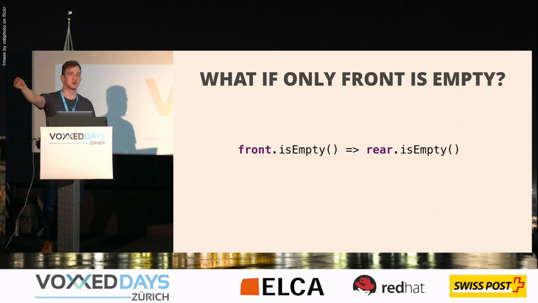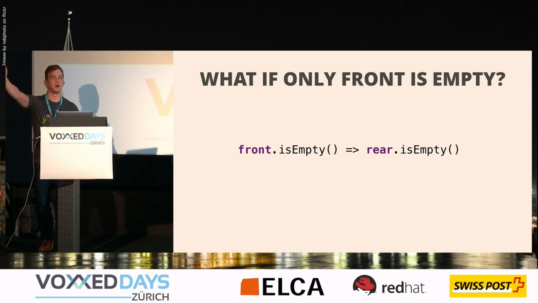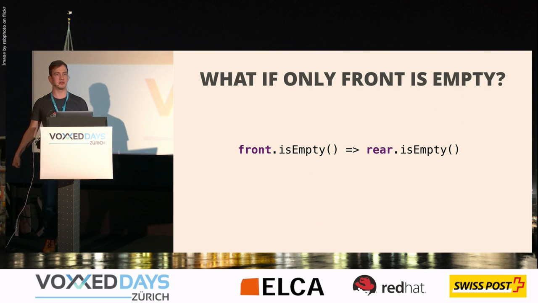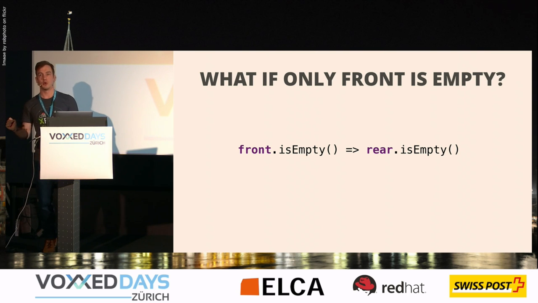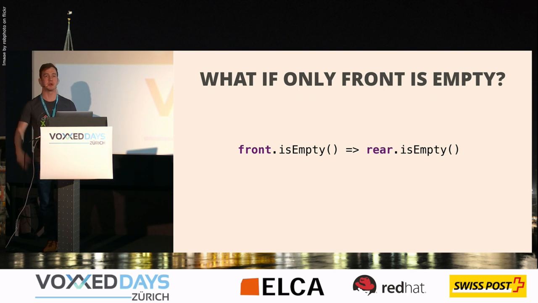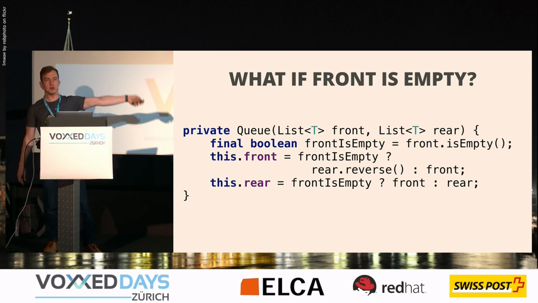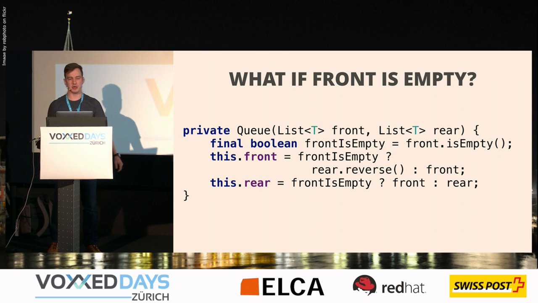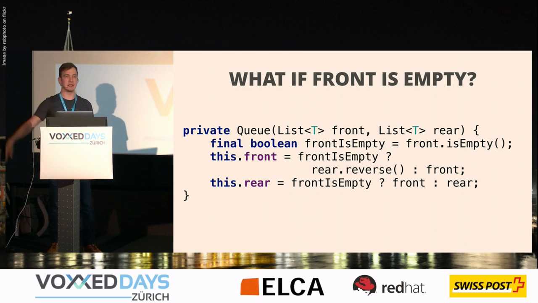How do we ensure invariants with data structures? We carefully write the code that mutates those. The benefit of functional collections is that we don't mutate them, right? So we only change them in the constructors when we create stuff. So the only place where you have to think about the logic of maintaining the invariants is the constructors.